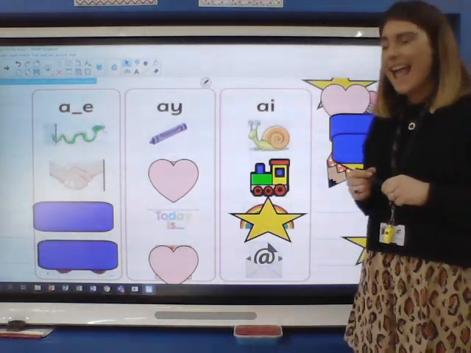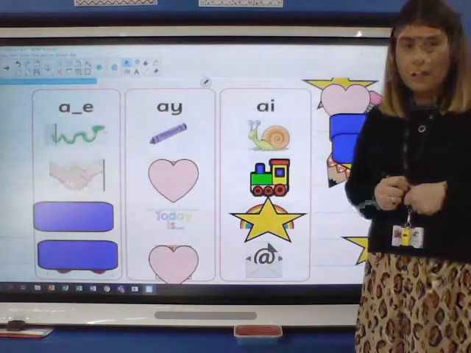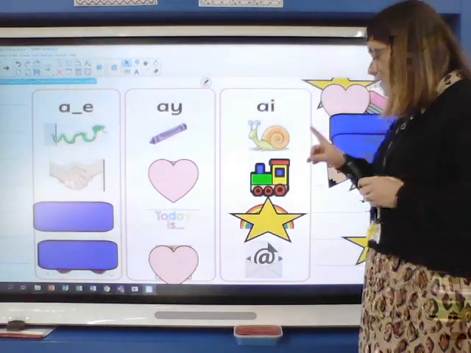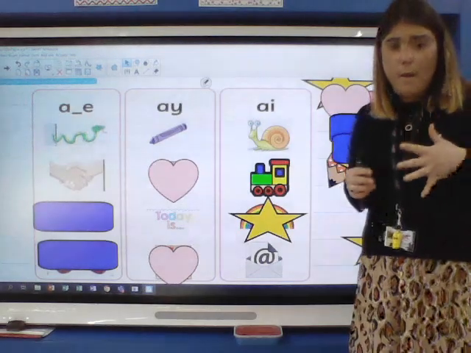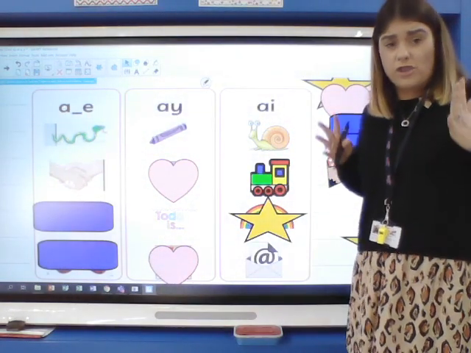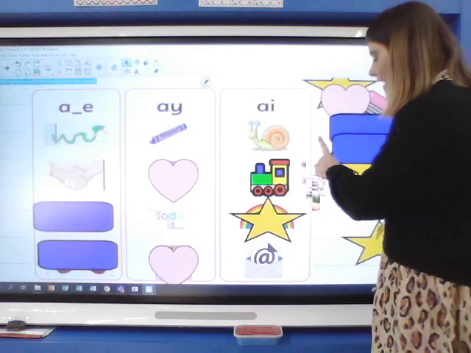Train. And it's not ch. Lots of children get ch mixed up for train because when we're learning our sounds right back in nursery, we're saying ch, ch, ch. Okay? But train is train.